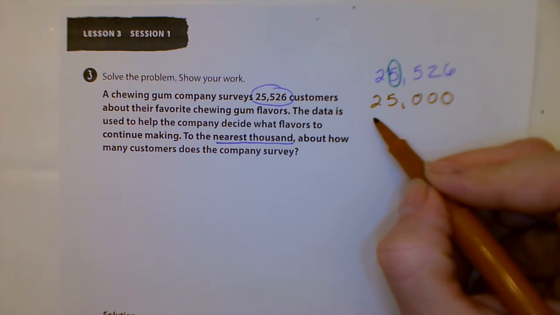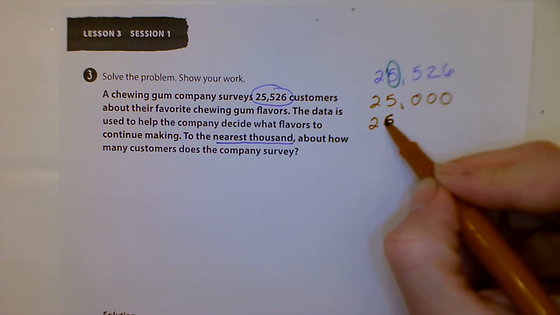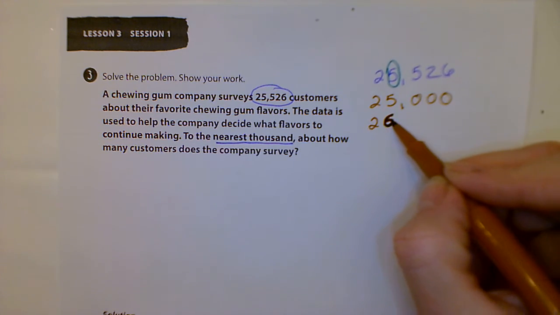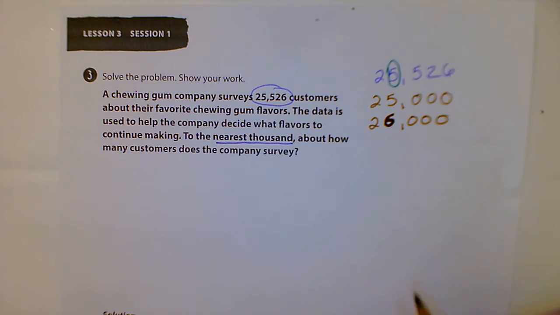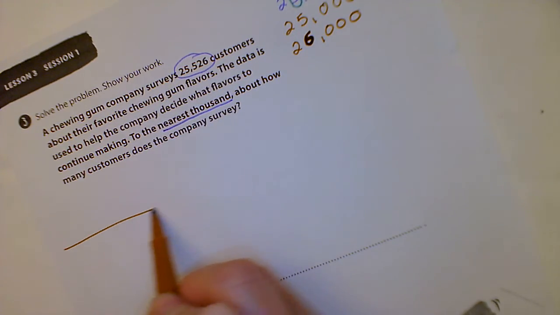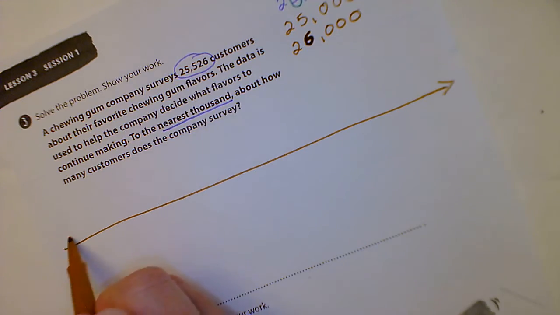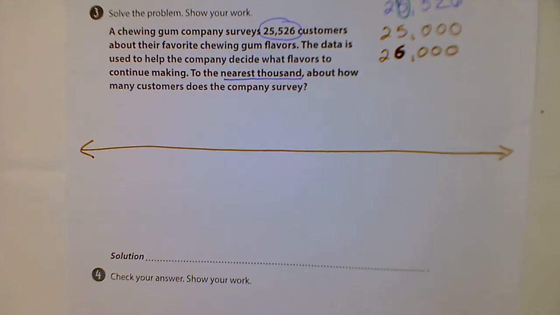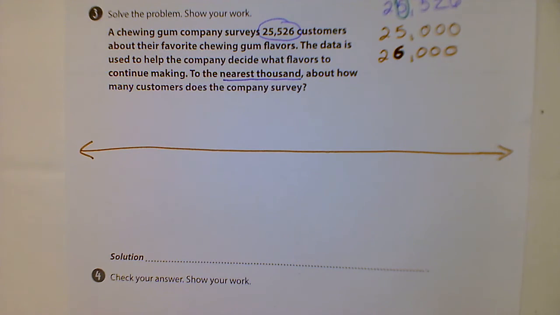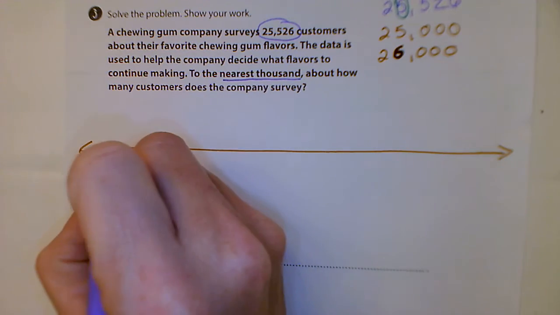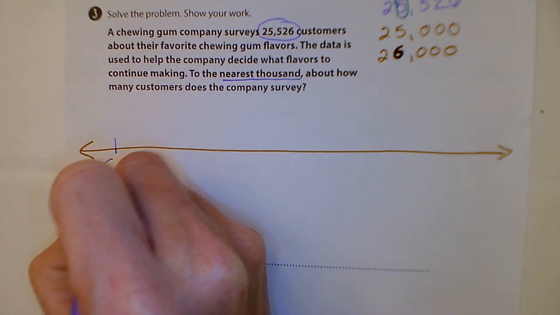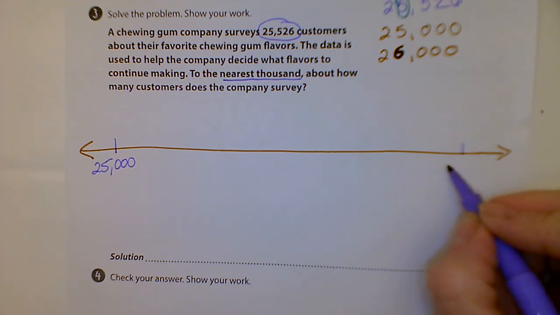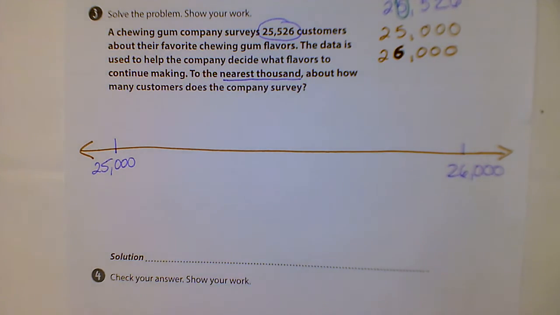Now I want to go one above. So again, the first was let it rest. Now we go to raise the score. So I have 25,000. The next one is 26,000. Now what we need to do is make our number line. I'm going to put it on an angle because I do a better job. Remember that we want these to be our endpoints. So I'm going to have 25,000 right here, and I'm going to put 26,000 right there.